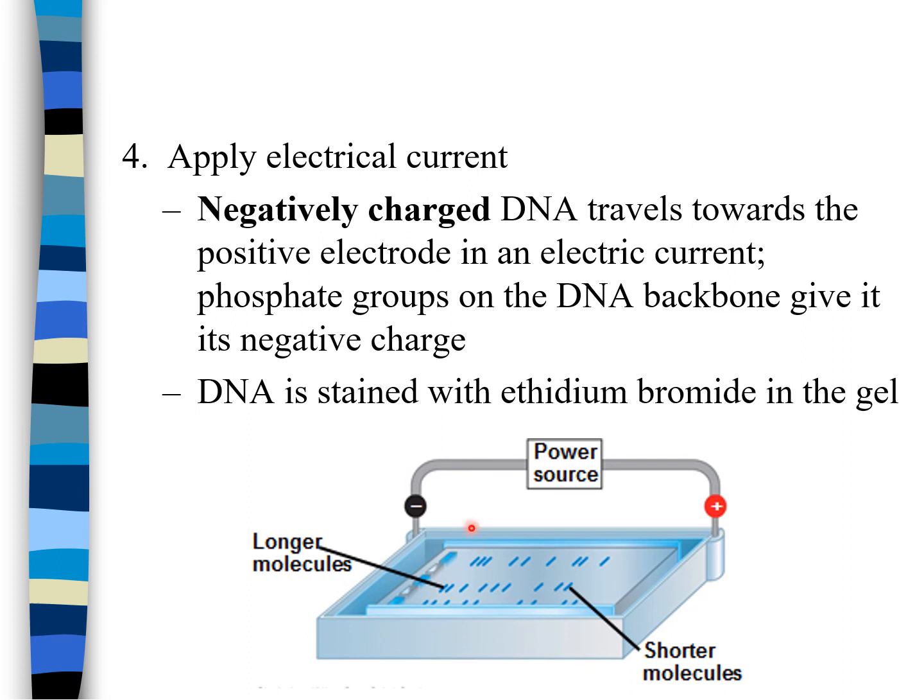And now, of course, we have to visualize it. So we've added ethidium bromide to it. And then we have to shine UV light so that we can visualize it under the machine.